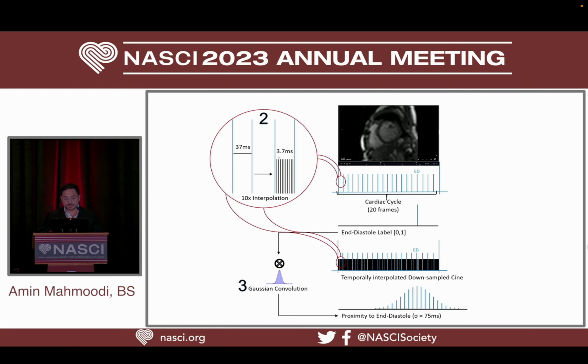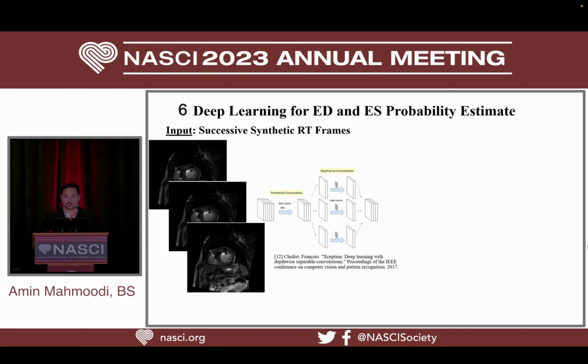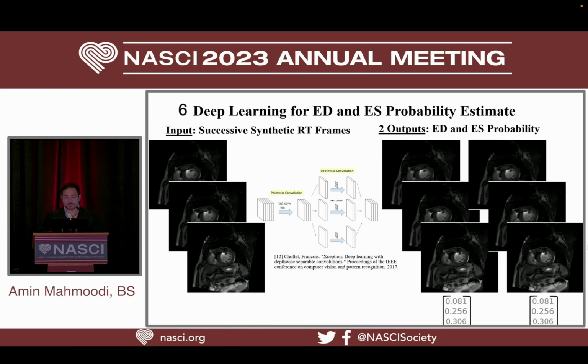Now that we have this information, we used it to train a deep learning network that would take the successive images of real time, or in this case, synthetic real time as input, and output 2 channels of essentially probability estimates of how likely each of these images is to be either end diastole in one channel or end systole in another channel.